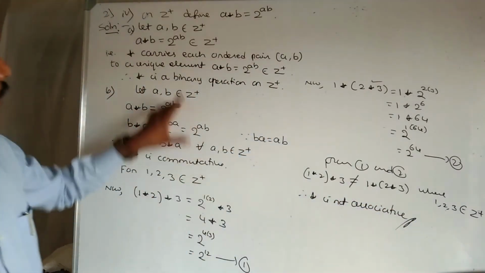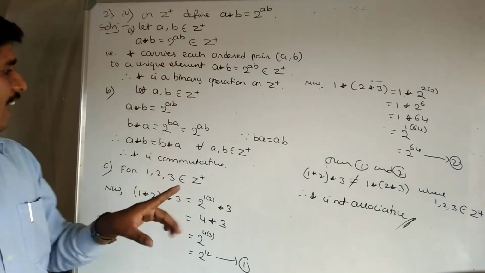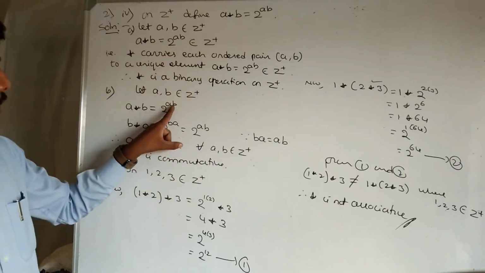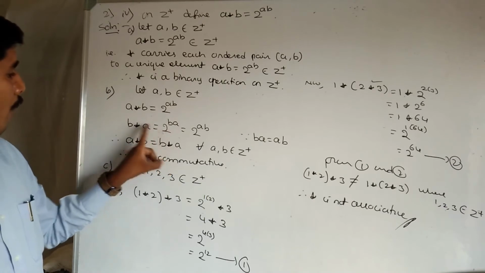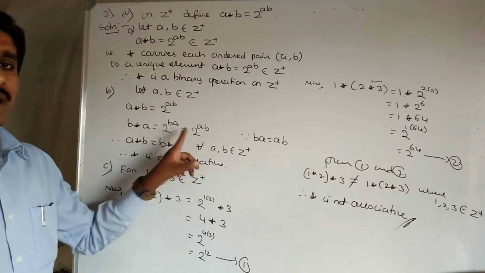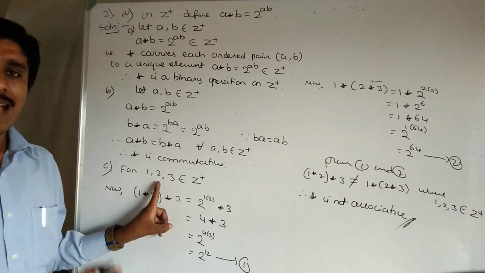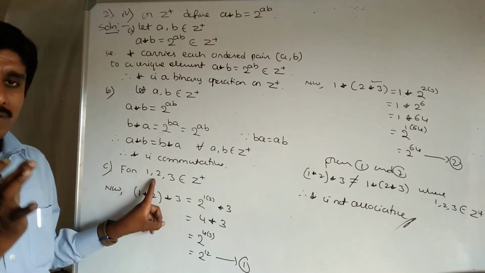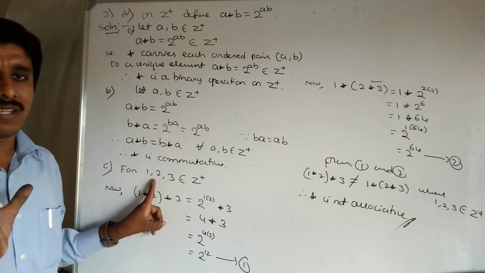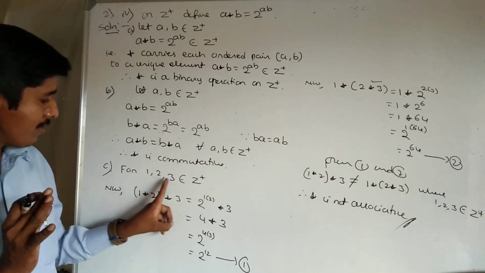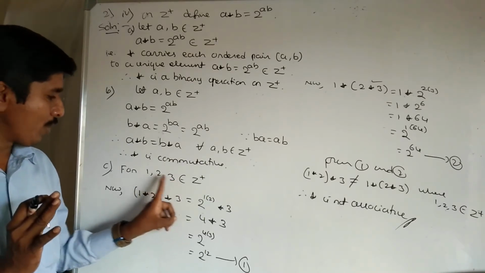So clearly it is a binary operation. Clearly it is commutative. A star B equals 2 power AB, then B star A equals 2 power BA, that is equal to 2 power AB. Clearly it is commutative, mind it. Clearly it is not associative. Take particular numbers, any 3 numbers. For ease, better you take 1, 2, 3.